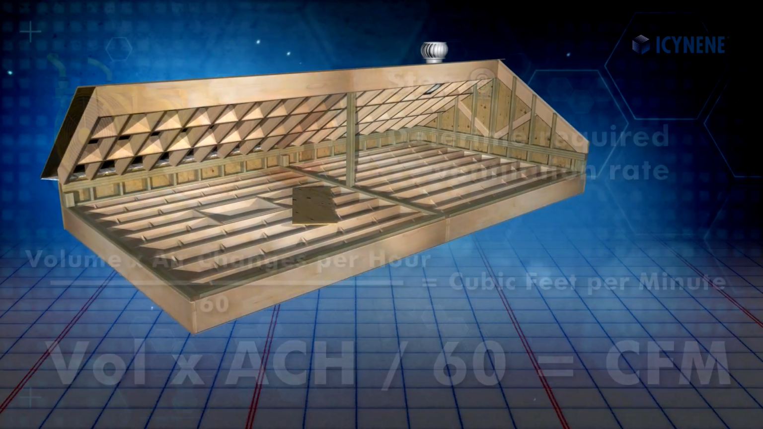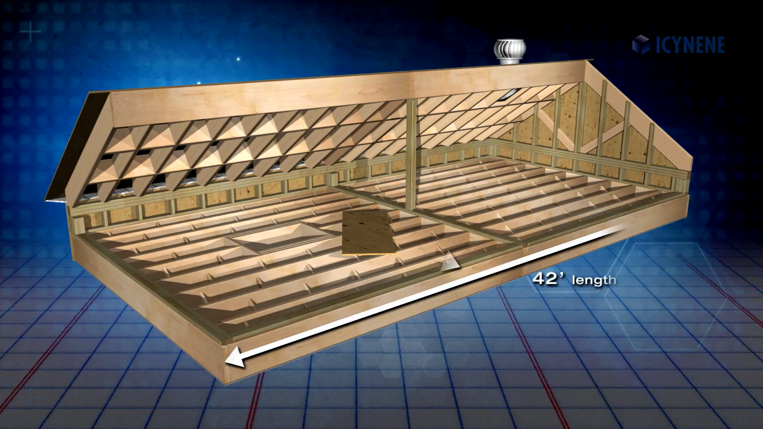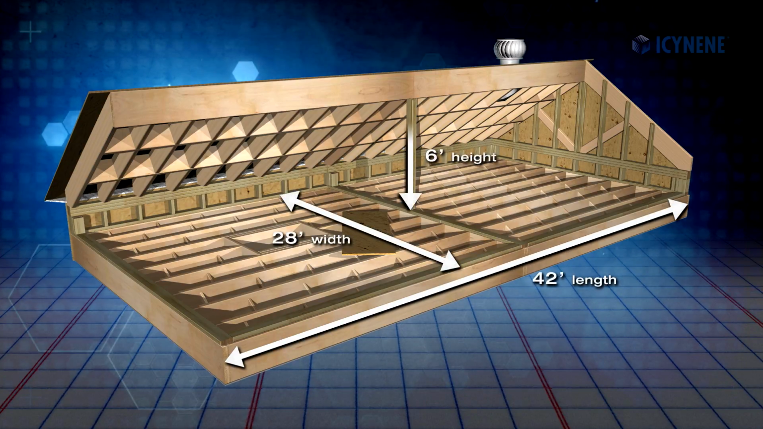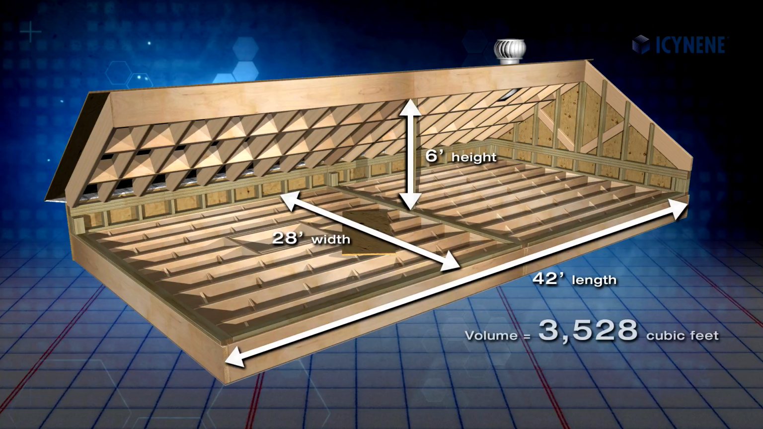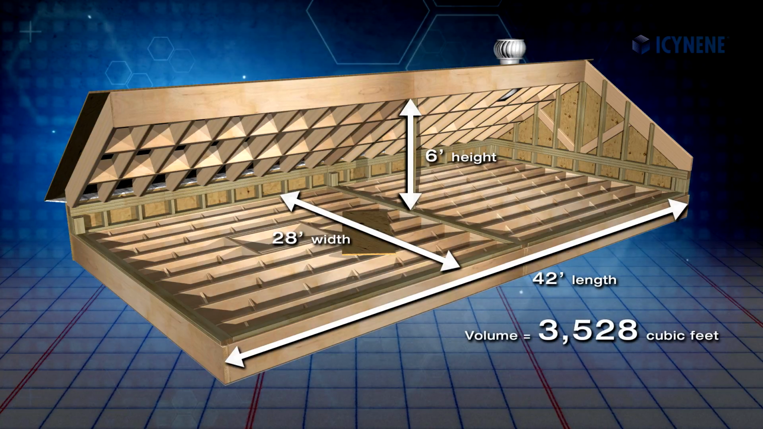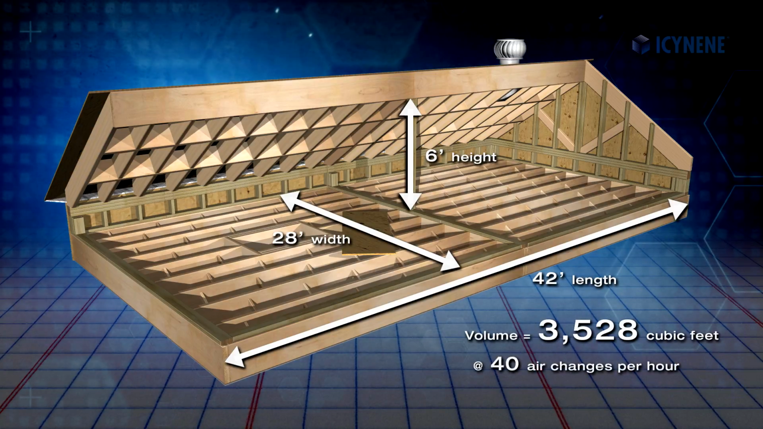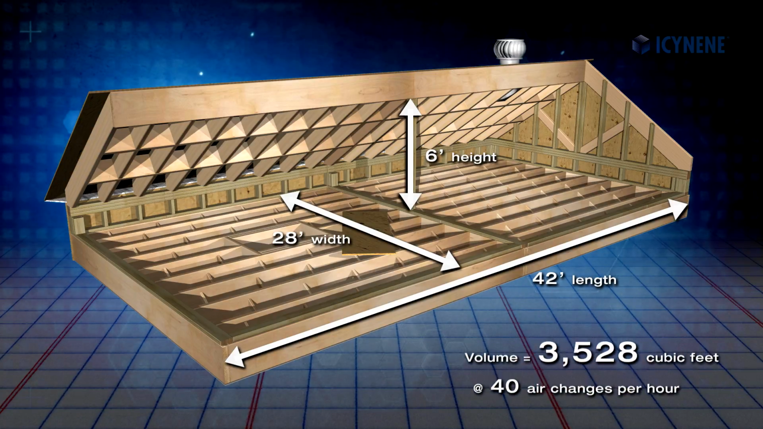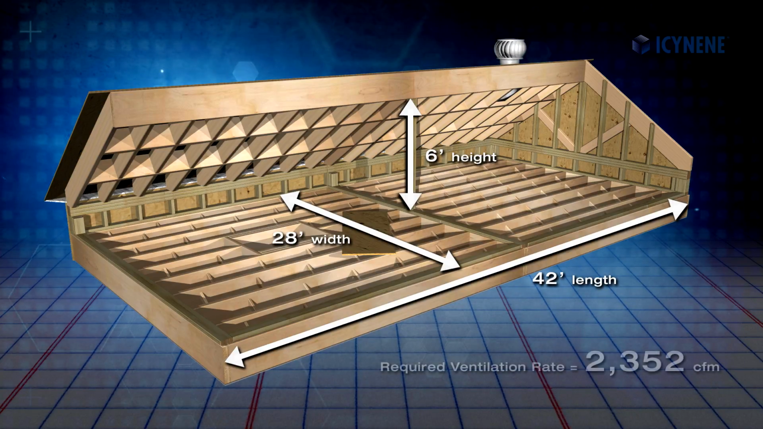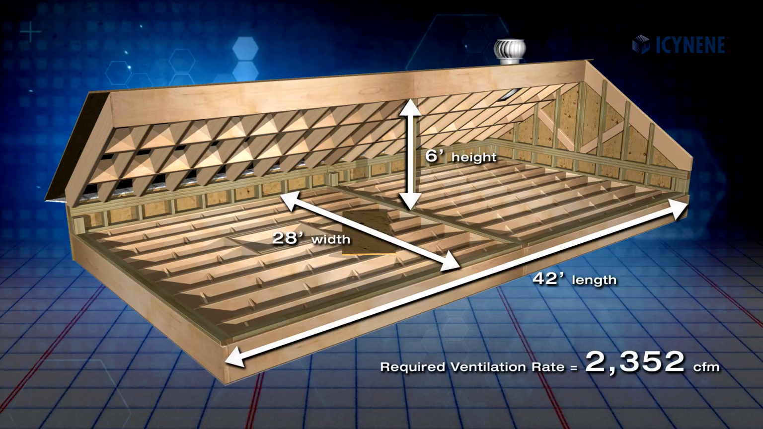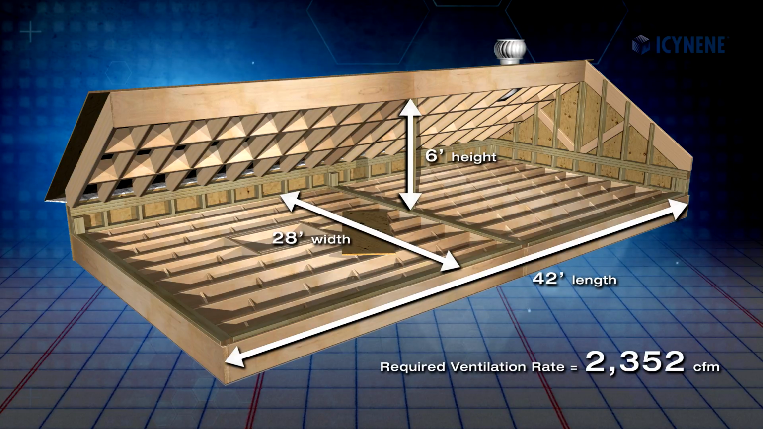For example, for an attic space measuring 42 feet long, 28 feet wide, and 6 feet high, we have a total volume of 3,528 cubic feet to be ventilated. In order to ventilate this space at a rate of 40 air changes per hour, you would require a fan capacity of at least 2,352 cubic feet per minute.